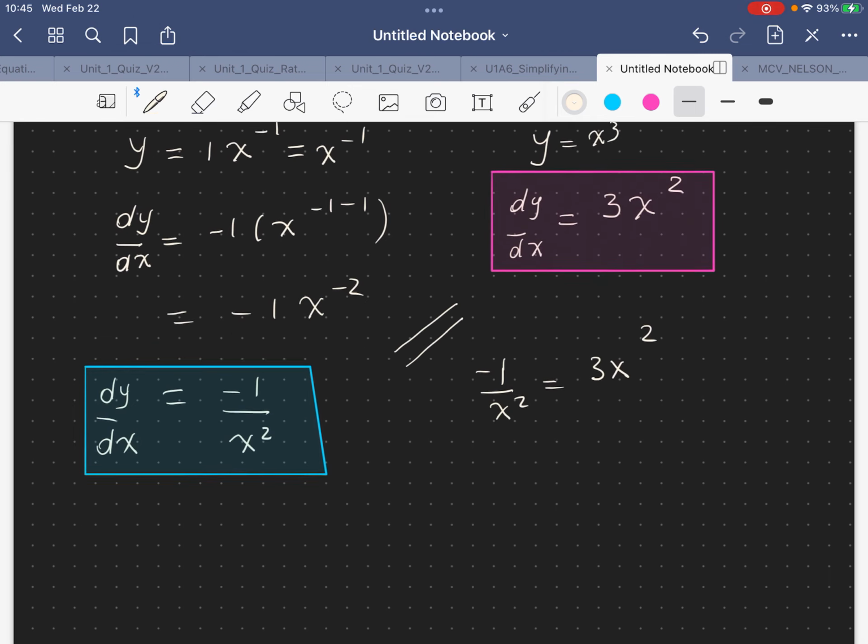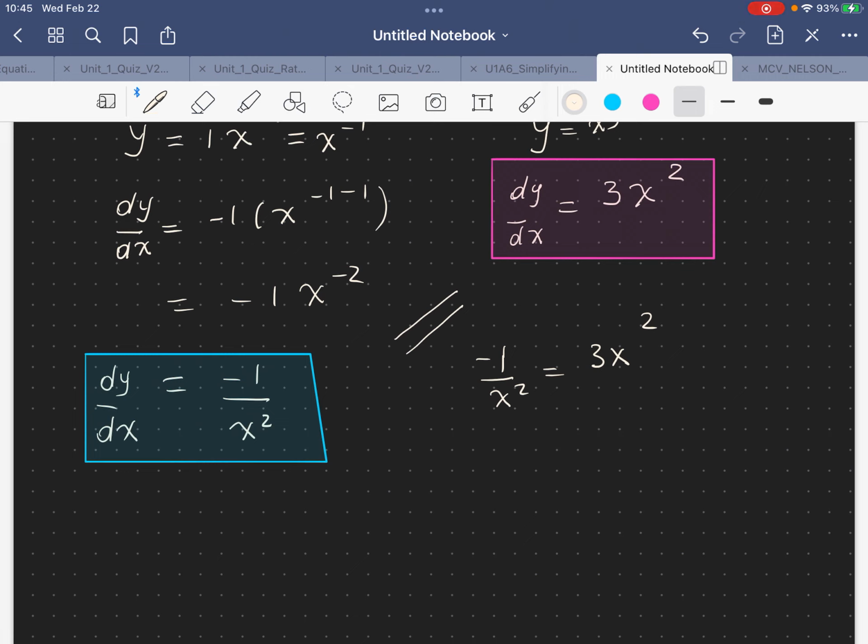So we are to solve the equation for x, and as you can see, we have x in the denominator here, so we'll multiply both sides by x squared. That means multiplying both sides of the equation by x squared, and we'll get negative 1 on one side equals 3x to the power of 4. In other words, we're going to have x to the power of 4 equal to negative 1 over 3.